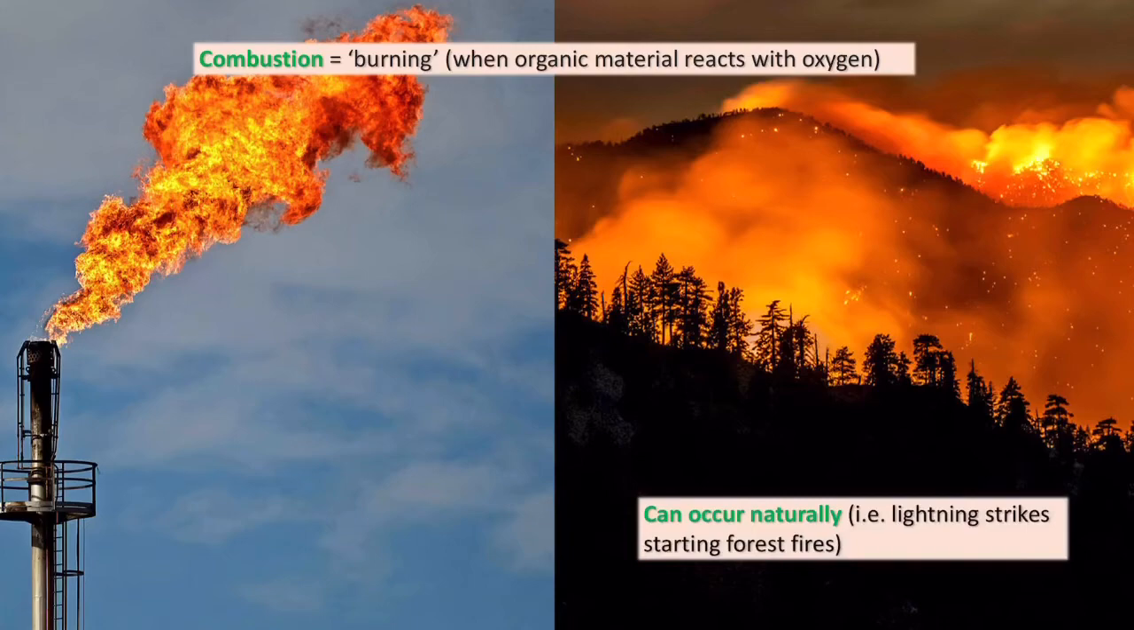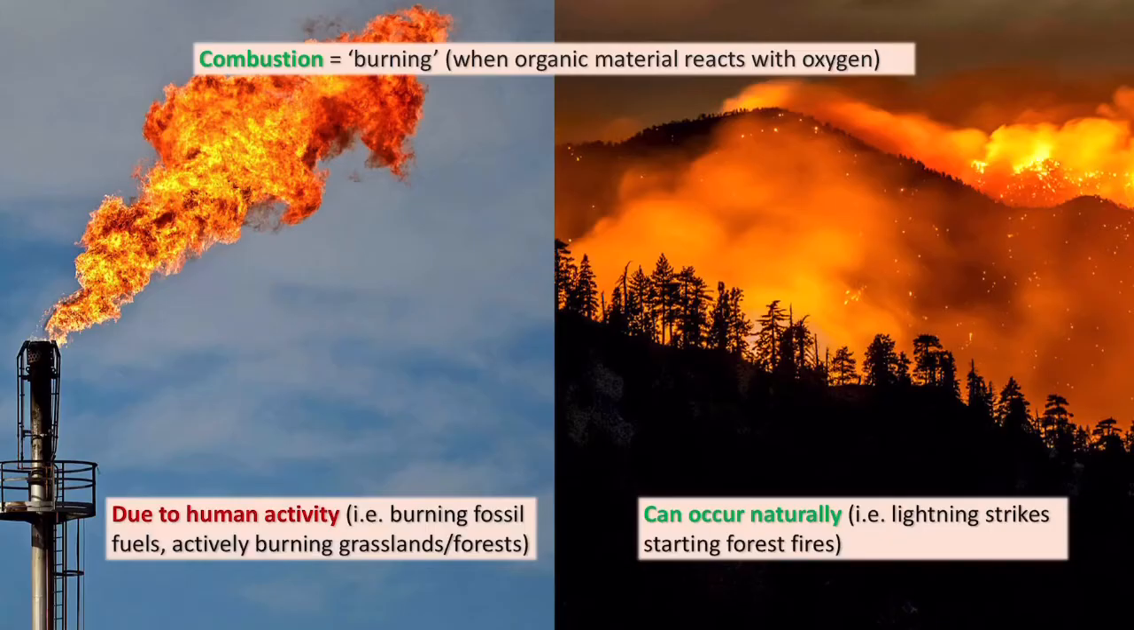But you can also get combustion, and the most obvious way is when we burn fossil fuels, so human activity. It can also be when a farmer decides to burn grasslands or forests, maybe to try and add nutrients to the soil. But this is essentially when humans have purposely done it.